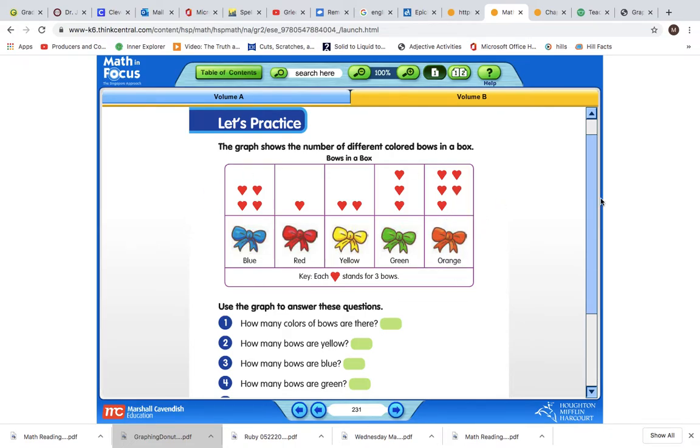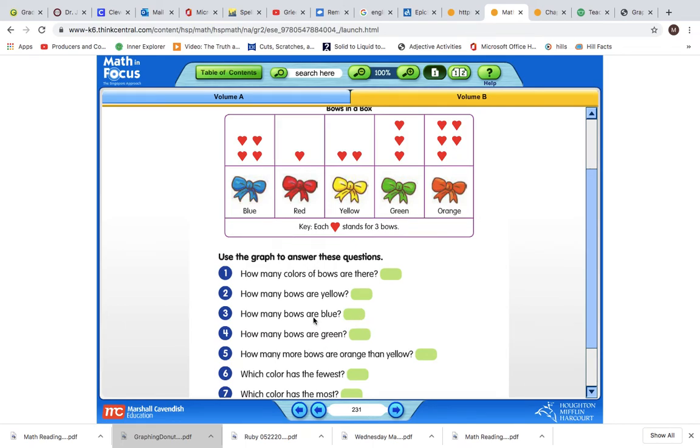Now you have all the information, you can answer the questions. How many different colors of bows are there? We have 1, 2, 3, 4, 5. How many bows are yellow? Now, if you say 2, you're incorrect because we have to go by the key. We're counting by threes. So how many bows are yellow? There should be 6.